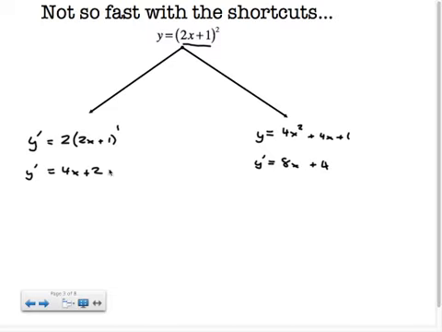Okay? You may see that if I multiply this by 2, then I would get the correct answer. And then the question is, well, what does this 2 have to do with 2x plus 1? In other words, how would I know that I needed to multiply by 2? That's what we're about to take a look at with the chain rule.